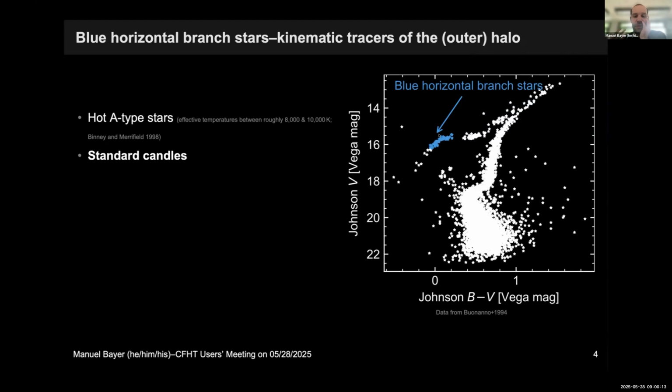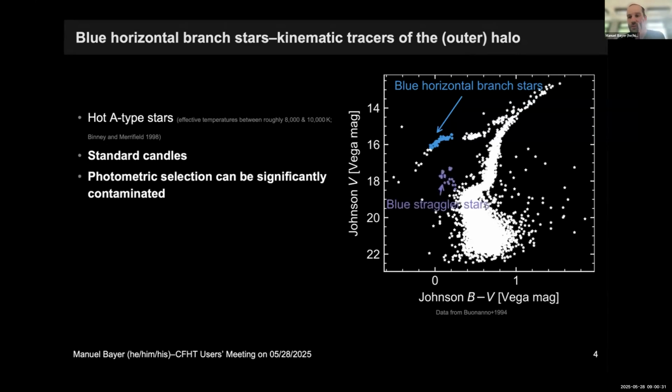Then the question is, of course, how do we identify these blue horizontal branch stars in the halo, or how do we find them? As you can see in this color magnitude diagram, we could potentially use broadband photometry. The issue is that if we rely on just broadband photometry, often when we just use optical photometry, there's a lot of contamination from other types of stars.